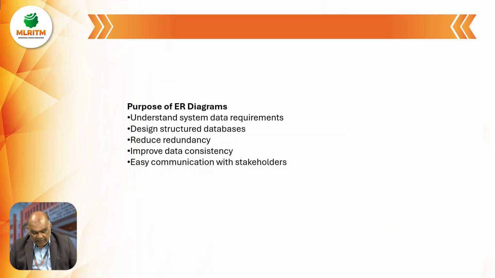By representing that in the diagrammatic format, we can reduce the redundancy. Suppose we have one particular attribute which is represented in different entities. We can remove that particular attribute. So redundancy can be removed, and the data consistency is maintained. How is the data consistent? Definitely by removing the redundancy, the data consistency will be maintained.